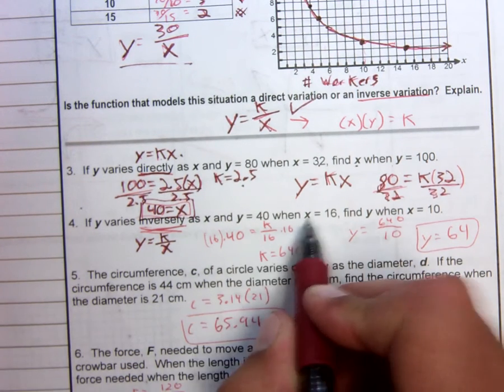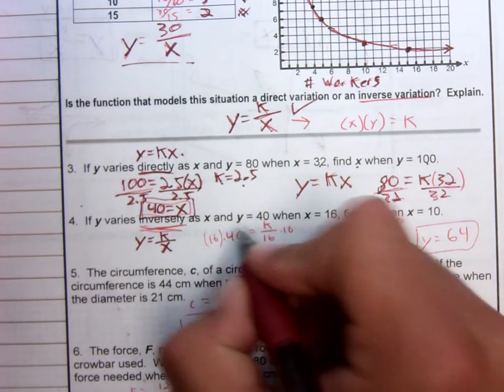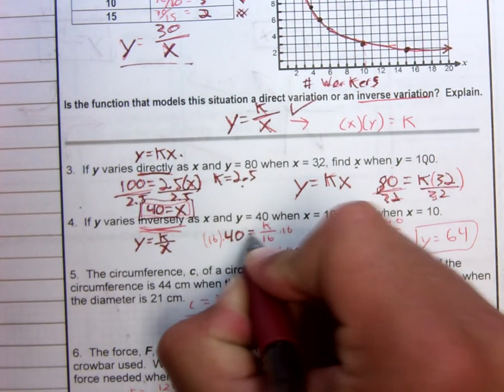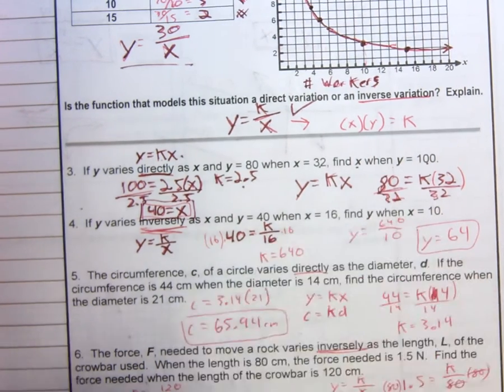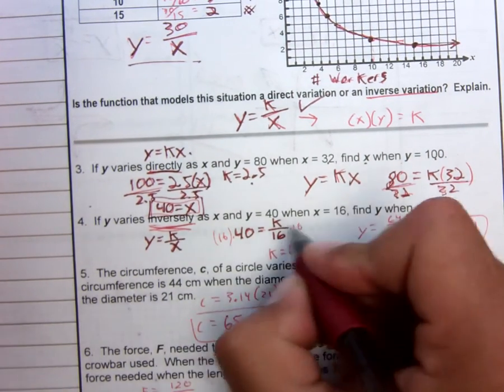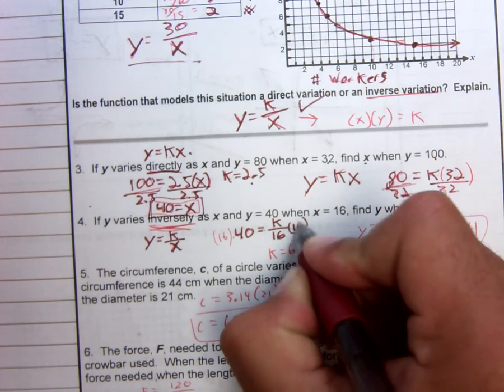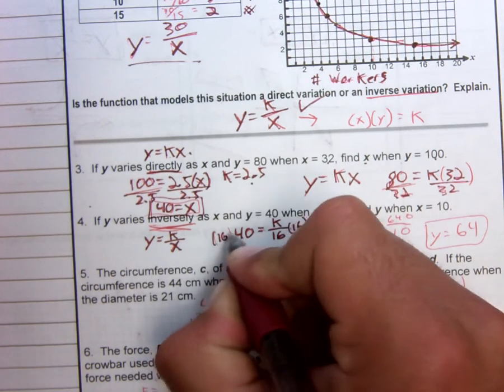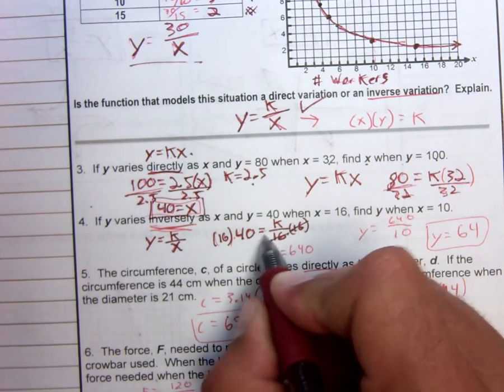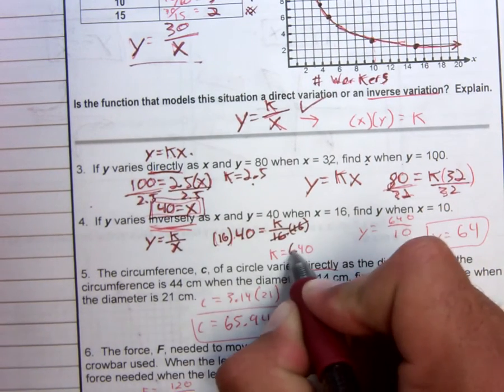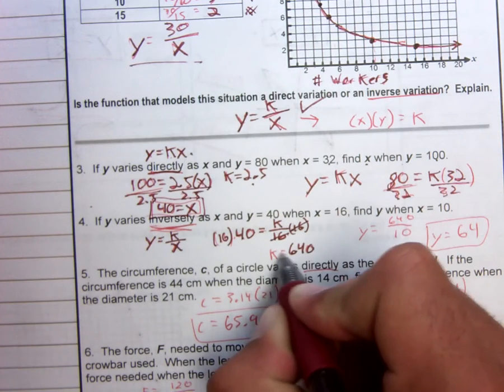Again, y equals 40 when x is 16. So let's fill this in. Y is 40, so y equals k divided by x, and x was 16. Okay, let's solve for k. So how do I do that? Well, multiply by 16, because when I do that, 16 cancels with 16. I have k equals 16 times 40. Calculator, go to work. 640.